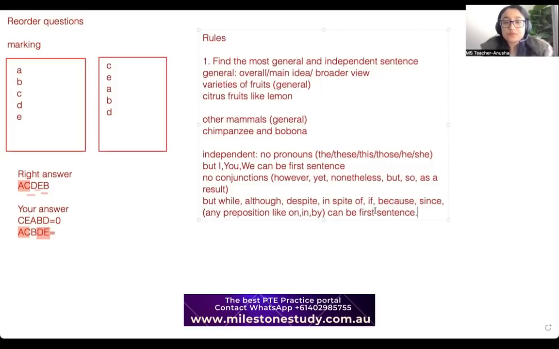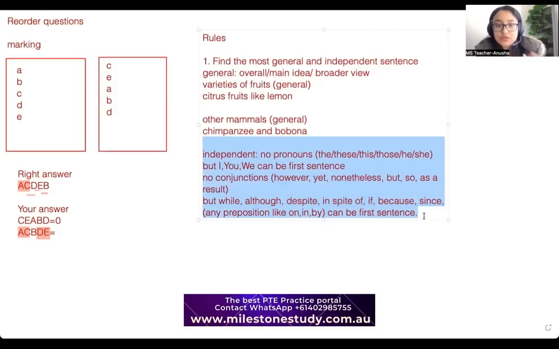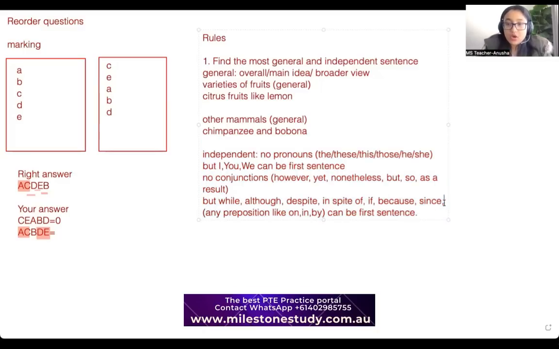Okay. So we've already covered so many things, guys. Please follow me, okay? Independent means there shouldn't be any pronouns. There shouldn't be any conjunctions. But I, you, we, do not consider them pronouns. While, although, despite, in spite of, if, because, since, do not consider them pronouns or any preposition, okay? Or words like perhaps, they can be the first sentence.